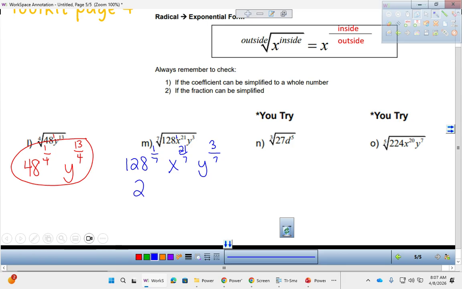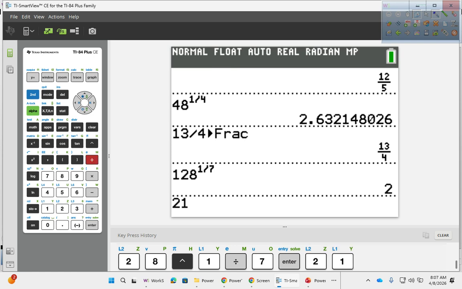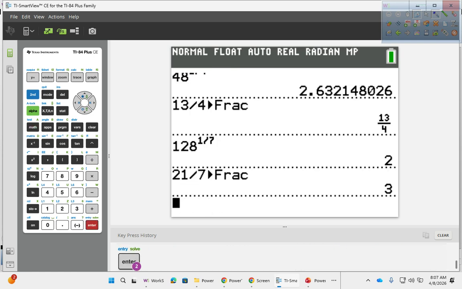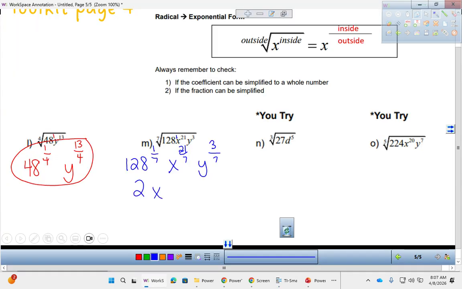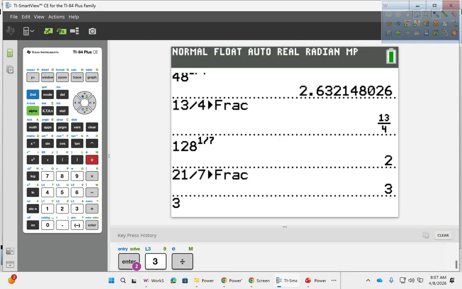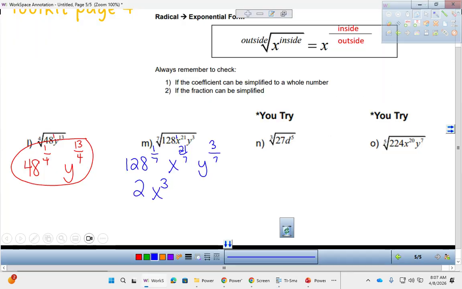21 over 7 is 3. You probably already knew that, but that means that I'm going to change the x to a 1/3. And then 3 divided by 7 doesn't reduce, so I'm going to leave that as 3 divided by 7. So my final answer looks like that.